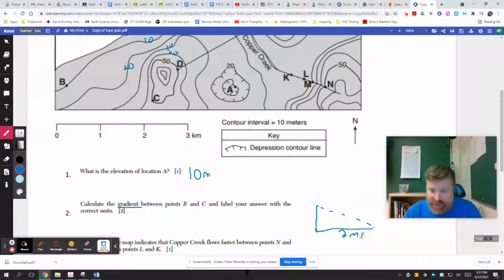Now, if you told me that, it's like you did half the problem, not even half the problem, less than half the problem. That's the distance between them. Well, great. That's part of it. That's what goes on bottom is 2. I'm sorry, I wrote miles, but it's really kilometers. 2 kilometers.